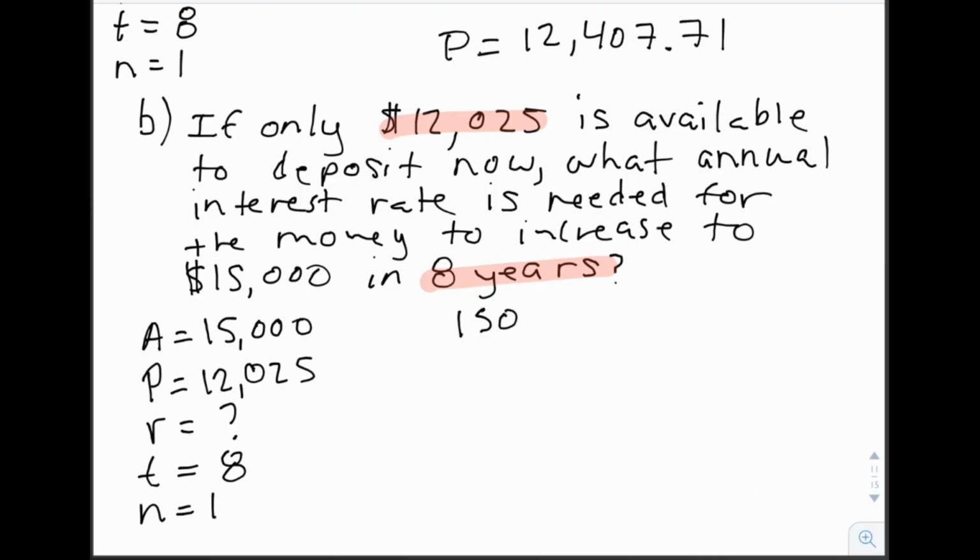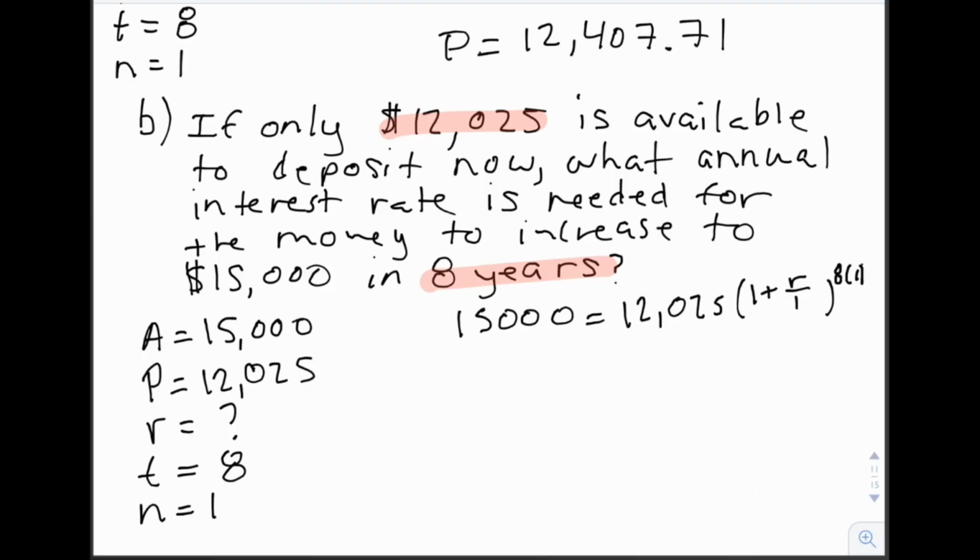So we'll have $15,000, and that's going to be equal to our P, which is 12,025. And this is going to be multiplied by 1 plus R divided by, and our N was 1, raised to the 8 times 1, or NT.